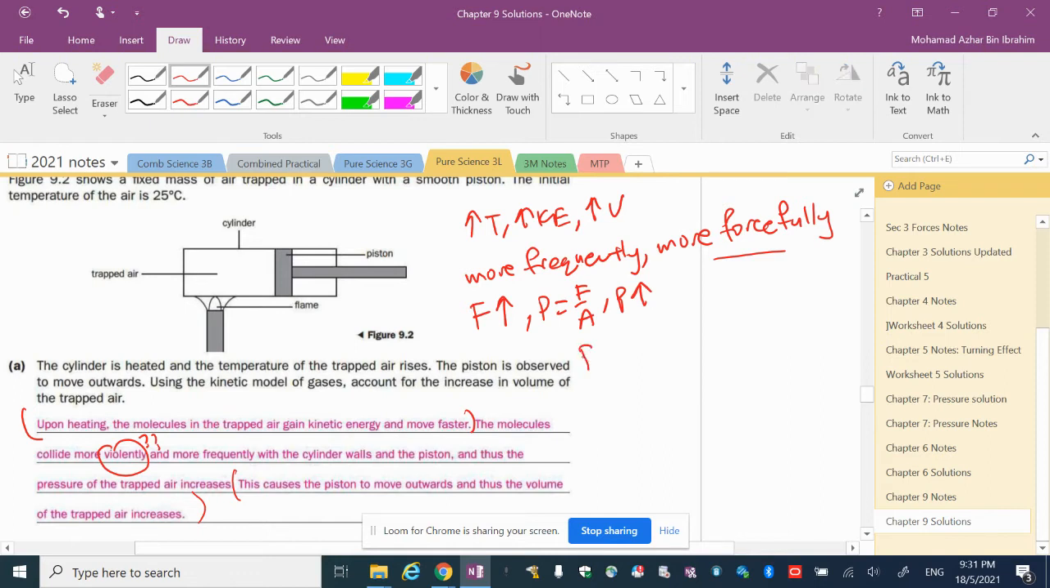So now you say since internal pressure is greater than external pressure, this one being the internal pressure and this one being the external pressure, there's a resultant force outward present. Because when they ask you to account for the increase in volume, you need to tell me basically why this piston moves. And remember in chapter 3, when we covered dynamics, when we want to say why something moves, we must talk about resultant force. So there's a resultant outward force, therefore the piston moves out.